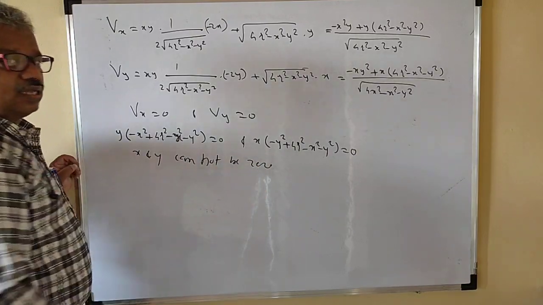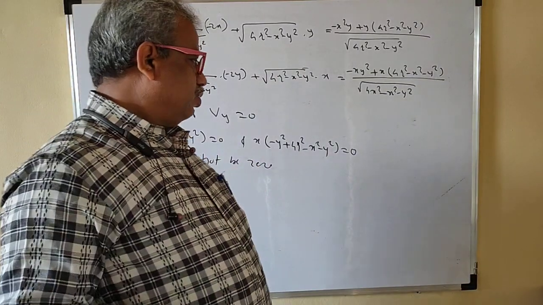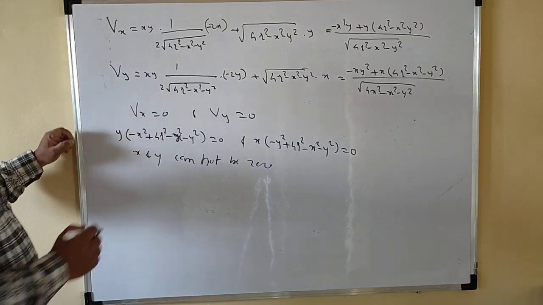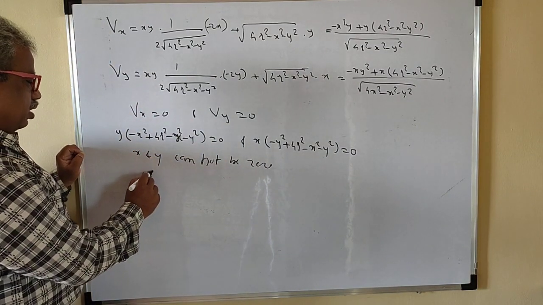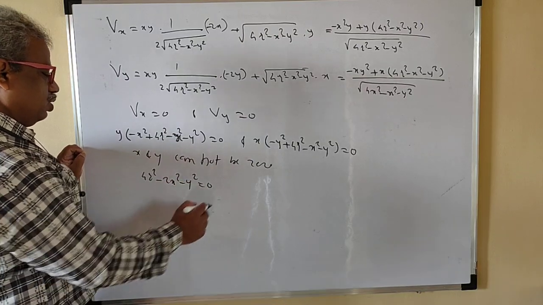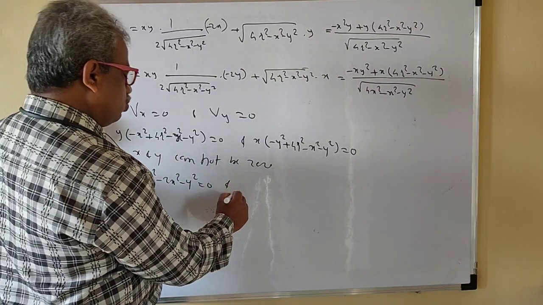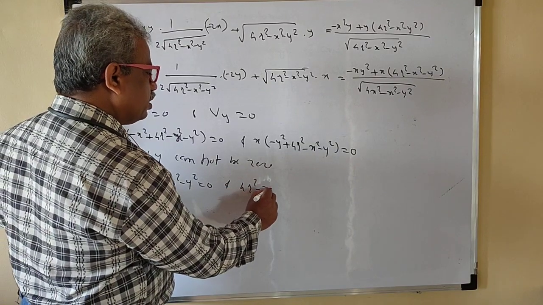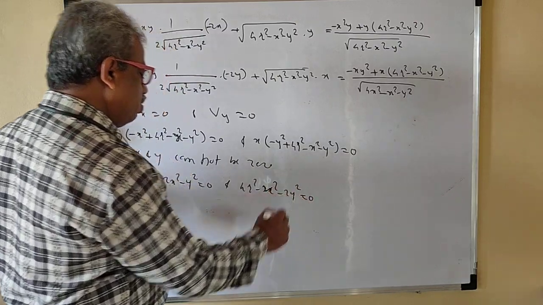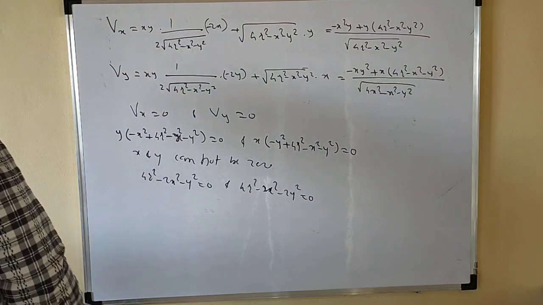Okay, so x and y cannot be 0 because they are the length of the box, right? So they are the length of the box, that means they cannot be 0. So that means here 4r square minus 2x square minus y square is equal to 0, and this is 4r square minus x square minus 2y square is equal to 0. You have to solve these two equations simultaneously.